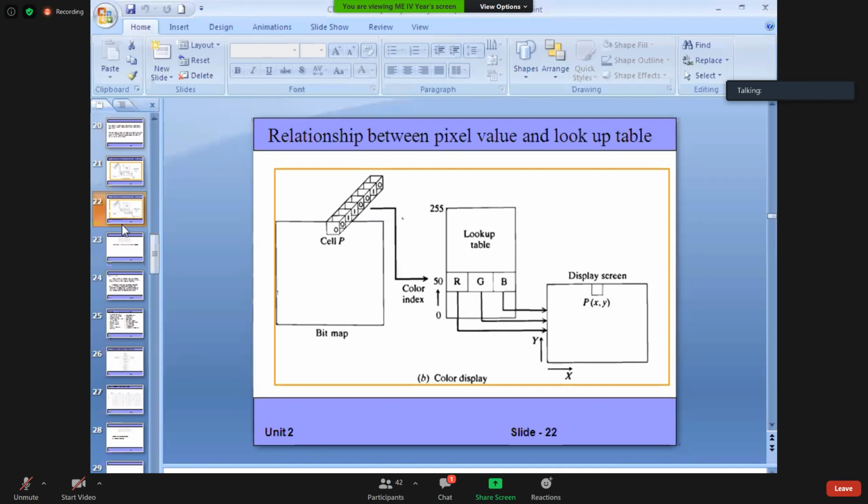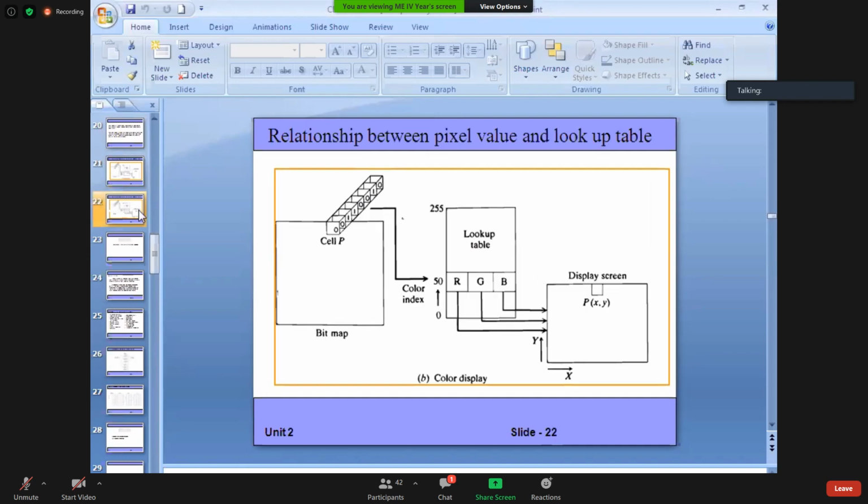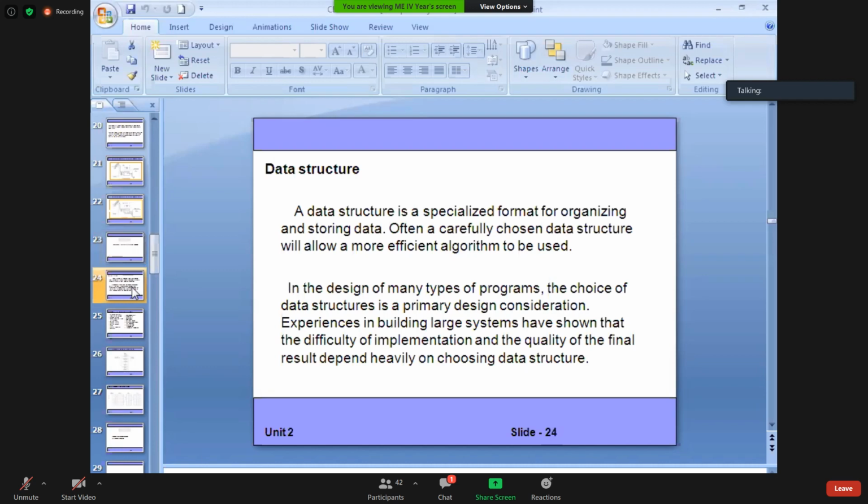And next one is this. So whatever the cell map is given, earlier it was only one color. Now it is going to be three colors. So it will be giving the signal to your display. Okay? And what is the database or structure for graphics modeling? So definitely there should be a big database required for showing something. So how to get that? What is the technology behind it?